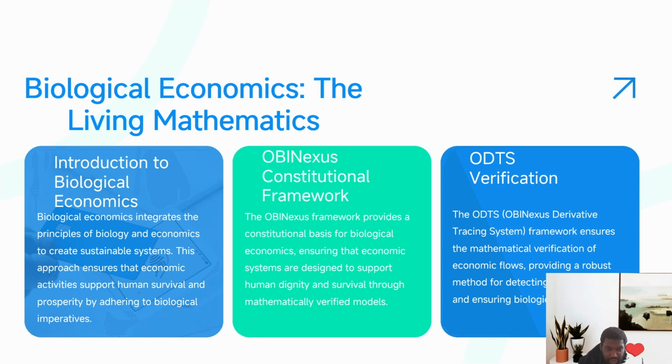Now I'm going to talk about the constitutional framework and the biological side. We'll cover the unit model, the vector model, and the scalar model. It's more accurate to call them the scalar model, the vector model, and the cyclic graph model. The constitutional framework is where you live and you work. It ensures survival through mathematical verification.